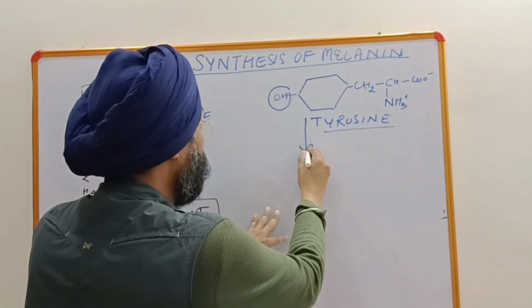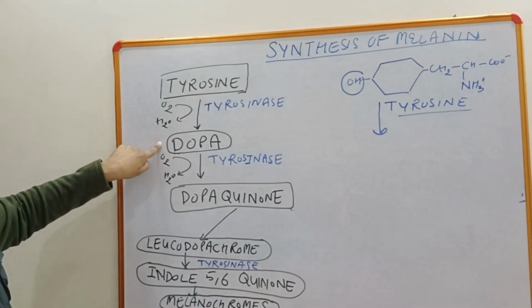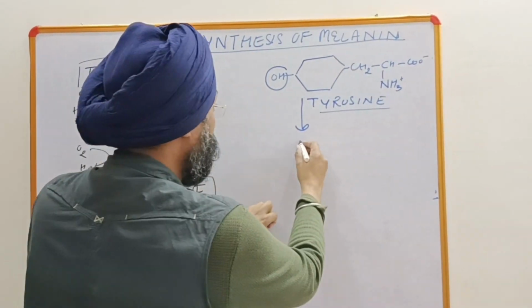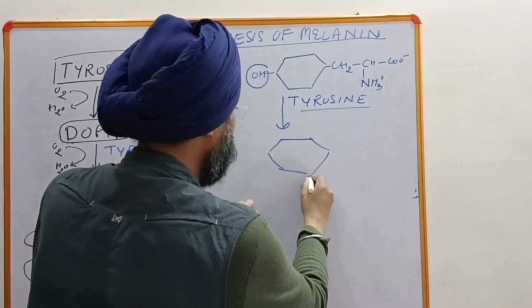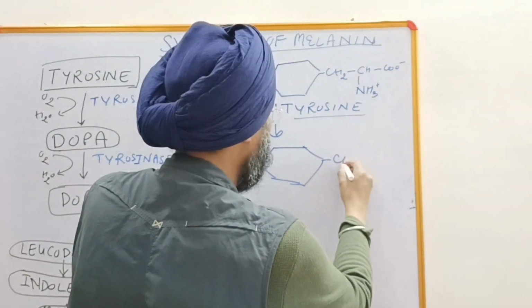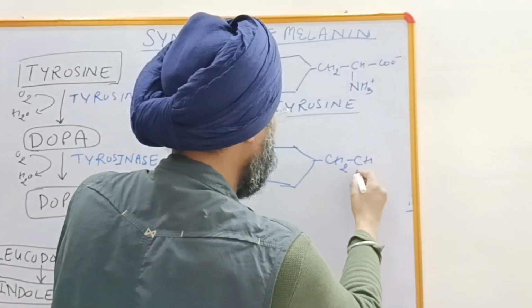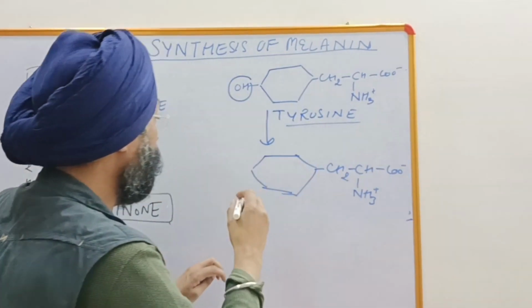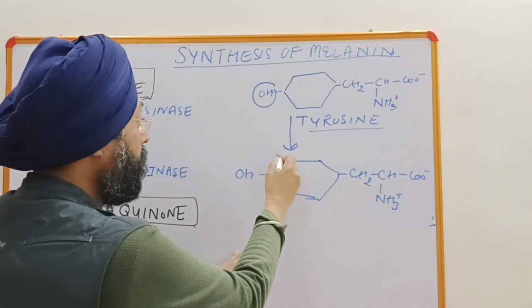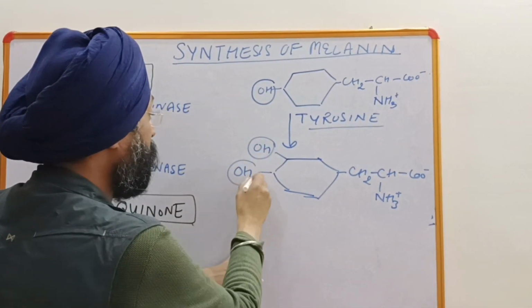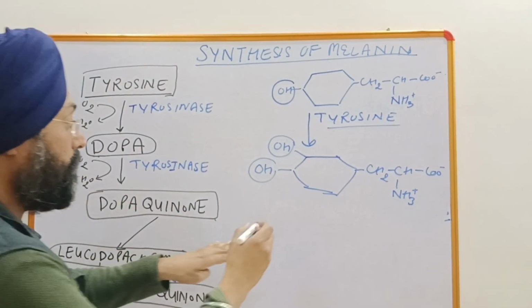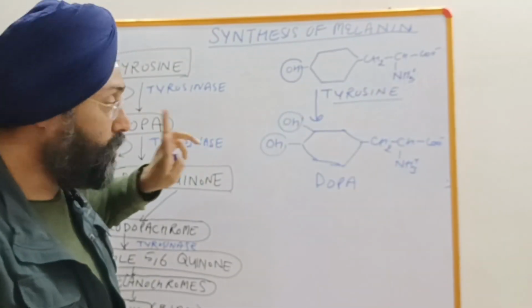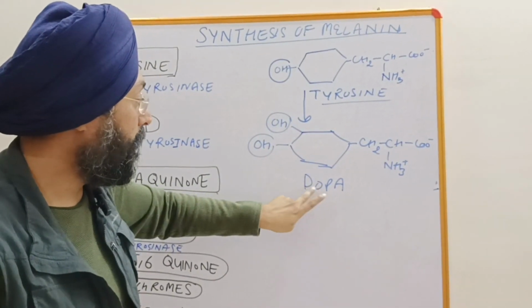Now, the first reaction converts tyrosine to dopa. Dopa is dihydroxyphenylalanine. So this is the phenyl ring, and I am attaching alanine. So this was tyrosine, and now we have two hydroxy groups. That is dopa, DOPA. Dihydroxy, two hydroxy groups are there, phenyl ring is there. Dihydroxyphenylalanine.